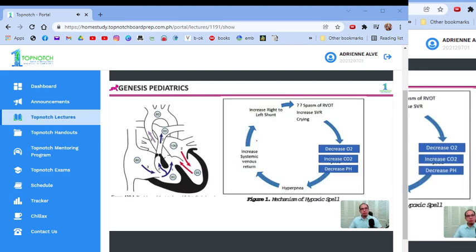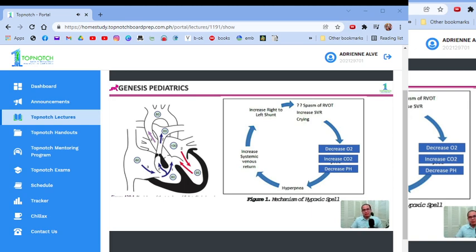Does it make sense? Clear so far? Okay? So, how do you manage your TET spell? You manage your TET spell by countering these mechanisms. So, you give your oxygen to address the hypoxia. You give your morphine to sedate the patient and hopefully decrease your respiratory rate. You give your bicarbonate and fluid hydration to address your acidosis.